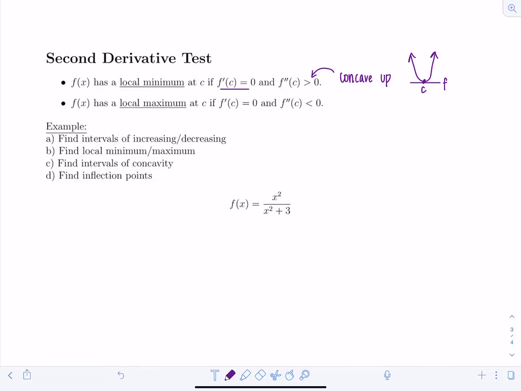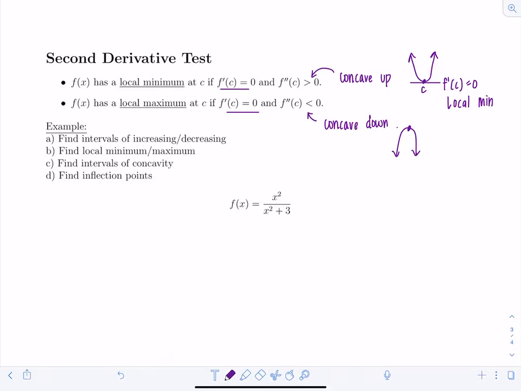Here's c, f prime of c equals 0, and clearly this is a local min. We can also use the second derivative test to identify local maxes. So f of x has a local max at c if f prime of c equals 0, so we have a horizontal tangent, and f double prime of c is less than 0. That means it's concave down, like a frown. Oops.